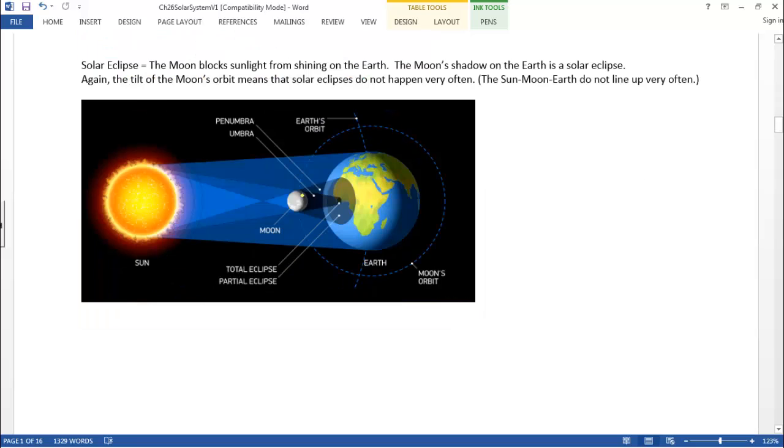Okay, what about a solar eclipse? Well, that's when the moon passes between the sun and the Earth, and the moon's shadow is cast on the Earth. And so for a small region of Earth, the moon will fully block out the sun, and it'll be dark. Now again, because of that 5-degree tilt of the moon's orbit, the moon doesn't line up very often in between the sun and the Earth.